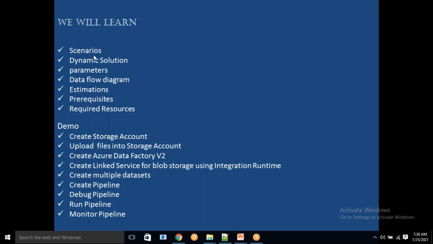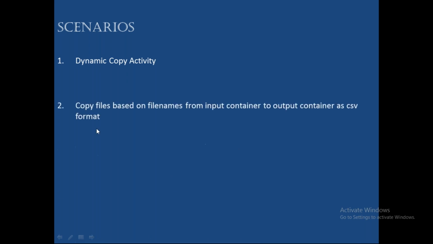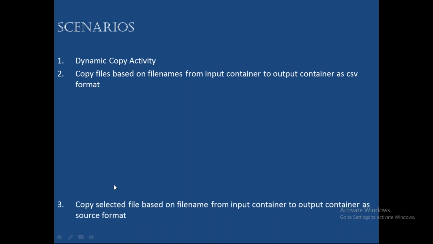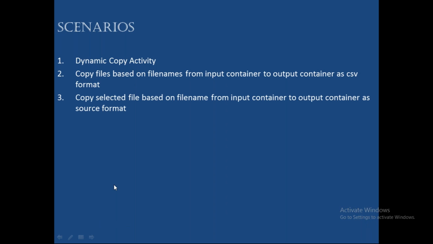Fine. Let's talk about the different scenarios that we are going to cover. First is the dynamic copy activity. You will see how you can copy files dynamically. That is the first thing you are going to learn. Then we are going to see copying files based on file names from the input container to the output container as CSV format. So I want to copy files based on file names from the input container to the output container. How you can do that, we are going to discuss. Then we are going to talk about copying a selected file based on file name from the input container to the output container as the source format.